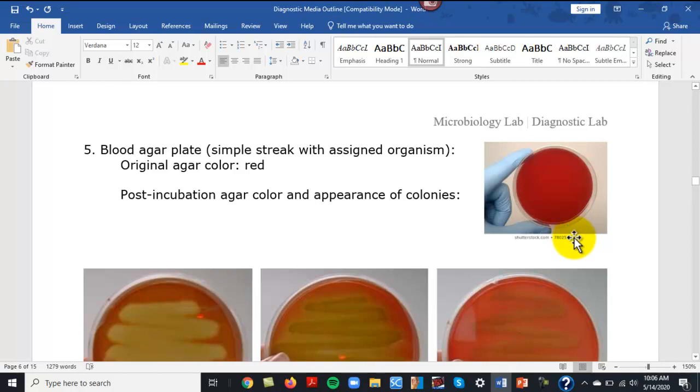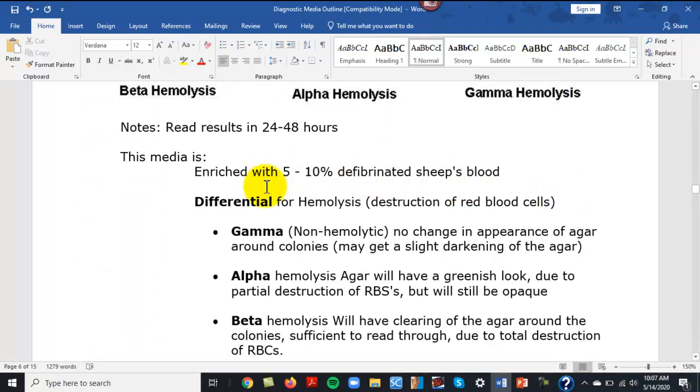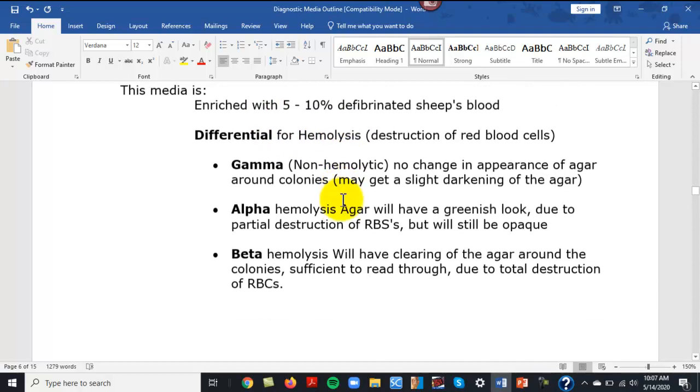What you can do with this is test to see if you have a pathogen. If you have something that can break down red blood cells, then you have a very pathogenic organism. Some organisms can partially destroy or damage red cells, and then some organisms cannot damage red cells at all. So it's differential for hemolysis. In other words, hemo is blood, lysis is to dissolve. So it's differential for that.